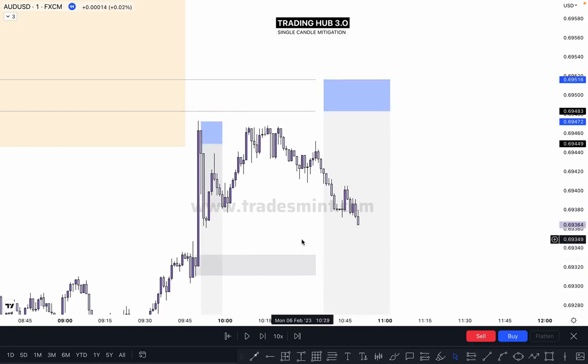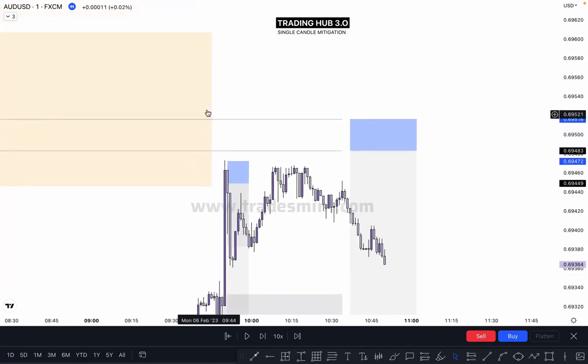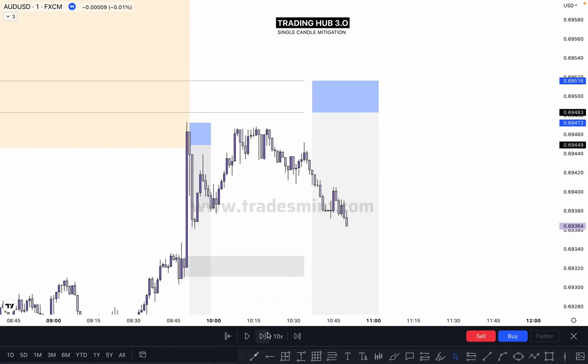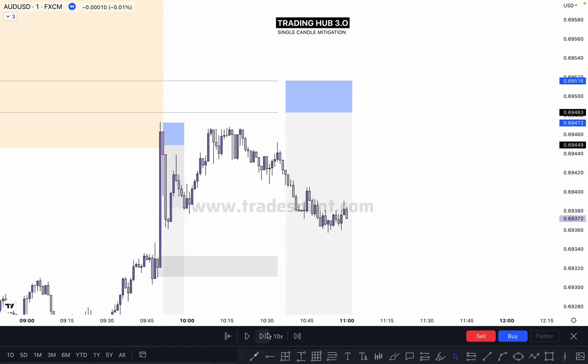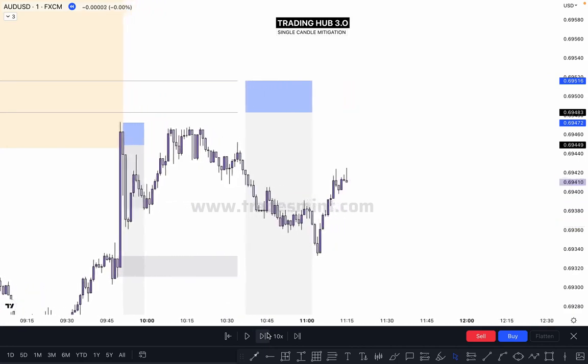There is no inducement in this case, and market already hit your supply zone in a 15-minute time frame, correct? So this is not a valid buy here, right? You have to think in a sell side probability, correct? Okay, so let's see what happened next after this one.